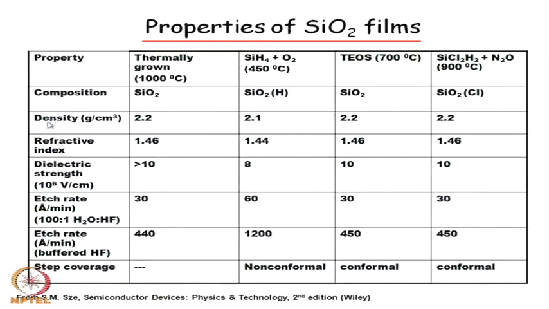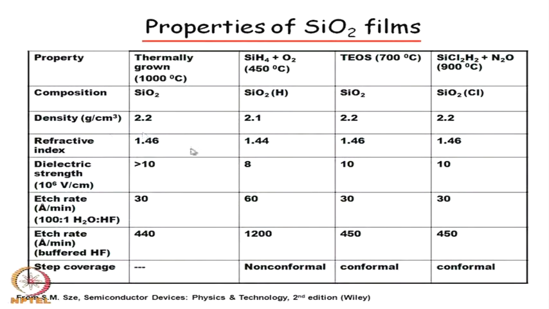Now, if you see the density in gram per centimeter cube, for thermally grown it is 2.2, for silane oxygen reaction it is 2.1, for TEOS decomposition it is 2.2, and for dichlorosilane nitrous oxide it is 2.2. So, except this case of silane oxygen reaction, the density is almost same. However, there may be some porosity due to the presence of chlorine in case of the dichlorosilane nitrous oxide reaction.